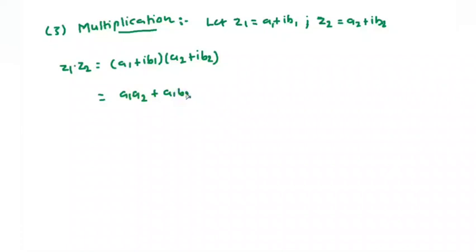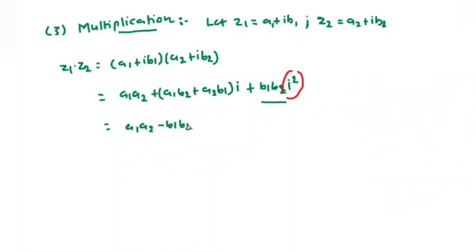A1 B2 plus A2 B1. In both these terms i is there, so we'll take i common, and finally the last term will be plus B1 B2 into i square. Now we know that the value of i square is minus 1, so we will substitute minus 1 for i square, so this term will become minus. So A1 A2 minus B1 B2.